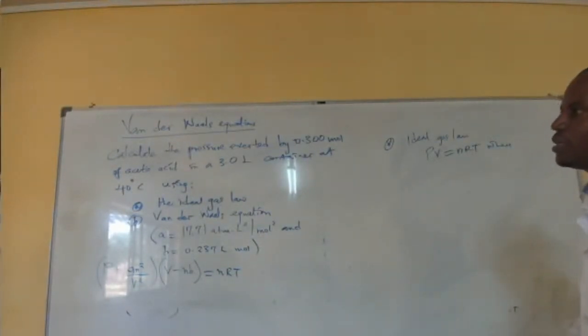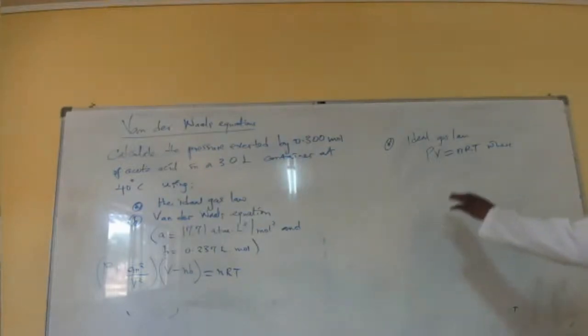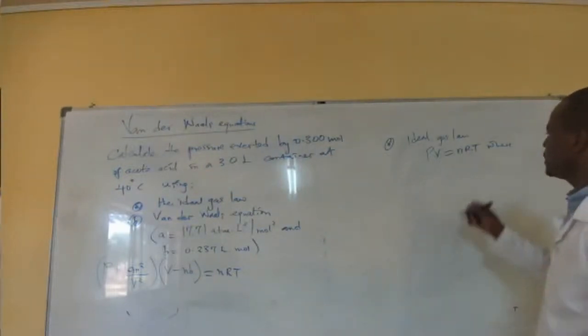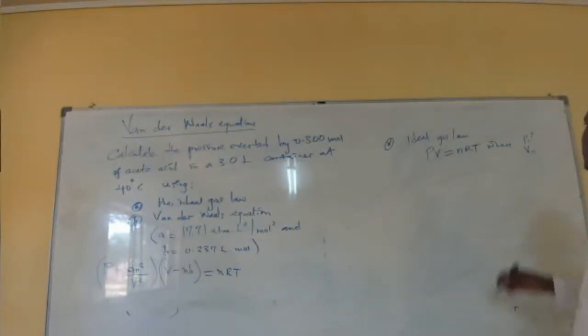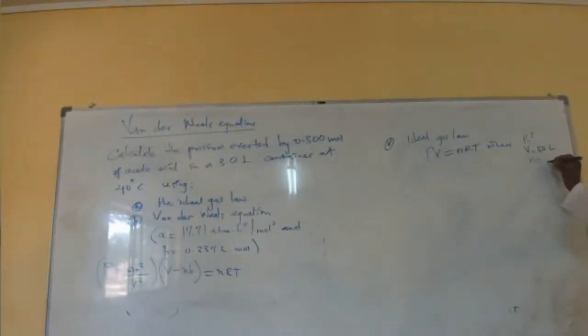Here, we are calculating the pressure. So we are saying the pressure we do not know. The volume given is 3.0 liters. What else are we given? The number of moles is 0.3 moles. What else are we given?